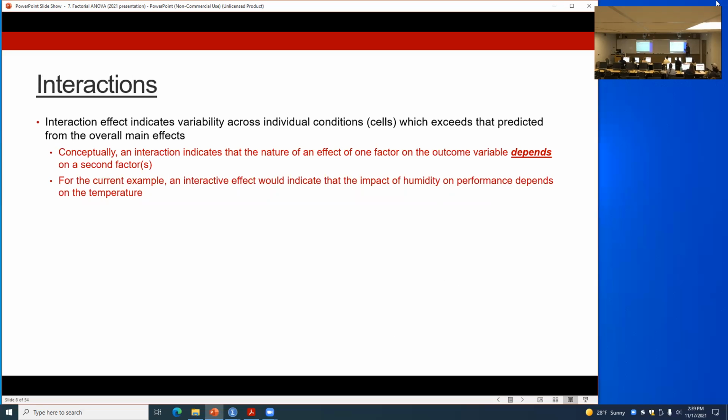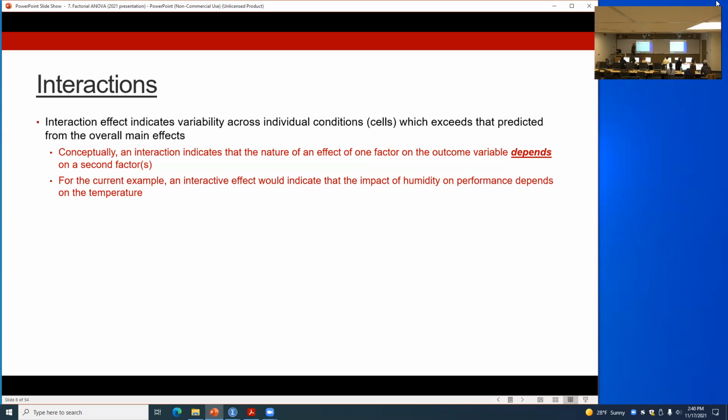All right, so our interactions. These designs, we can start to go through and look at some cool influences: the impact of one factor on another, an interaction effect, looking at variability or differences across our individual cells, which start to exceed what we would expect, or are not the same type of differences we would expect from what we're seeing in our overall main effects, okay?